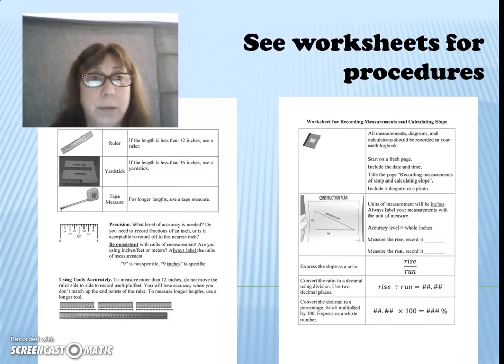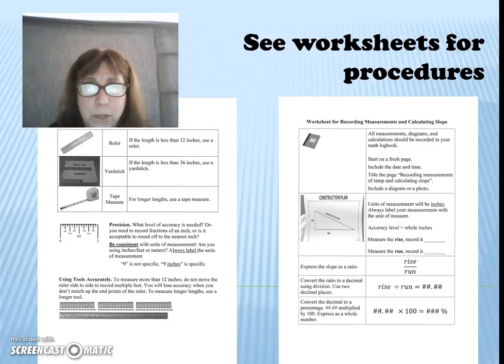Here's the worksheet that we handed out. These are the procedures we'll be using to take our measurements. The first page of the worksheet tells you about precision and which tools to use. Please read that, and we'll be going over it. The second page has the steps we're going to follow. We're going to record everything in our math logbooks. We'll start on a fresh page and include the date and time. I'll come back to the notebooks in a minute.